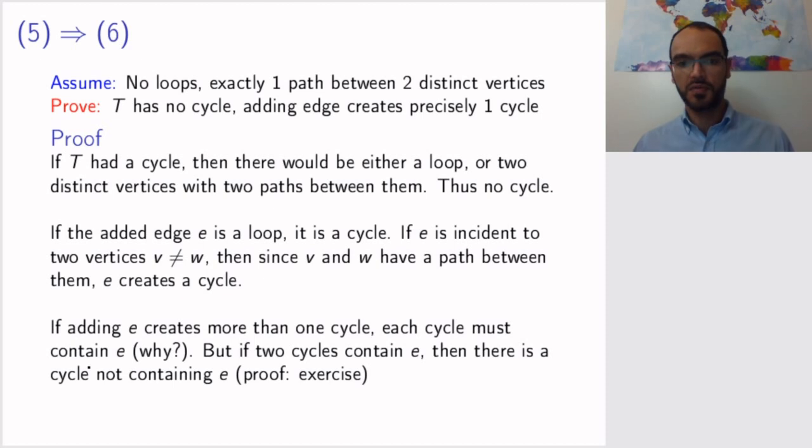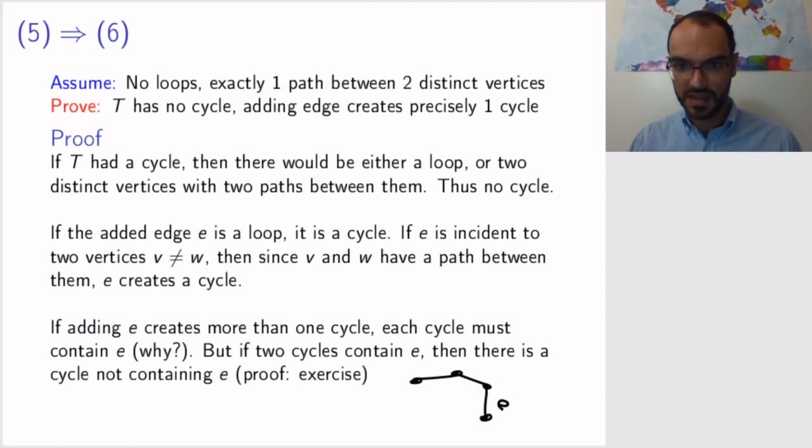Then you can prove, this is an exercise in the book that you might not have done yet, but for now, let's just accept this as true. You can prove that if you have in a graph two cycles that contain an edge, then you can create a cycle that does not contain the edge. Let me sketch the proof. If you want to prove it thoroughly, I encourage you to do this exercise.